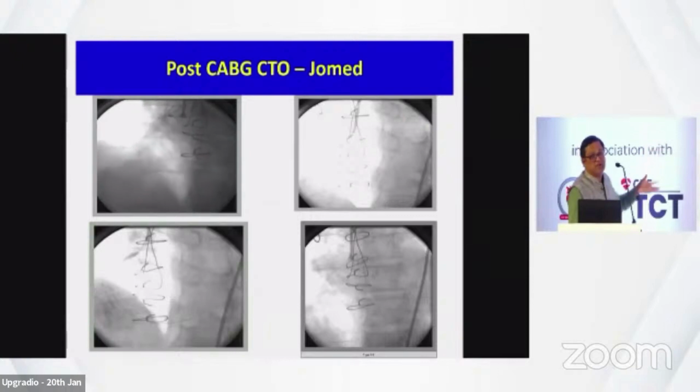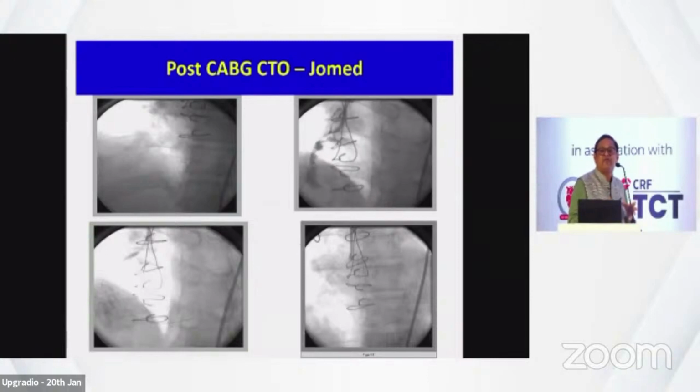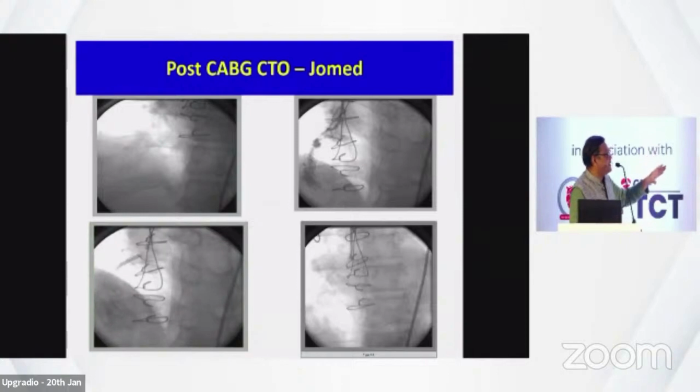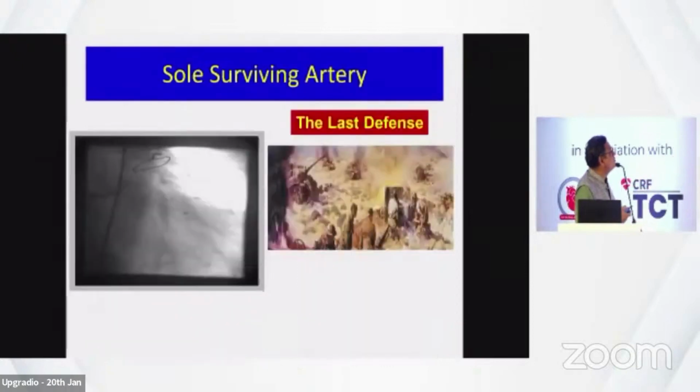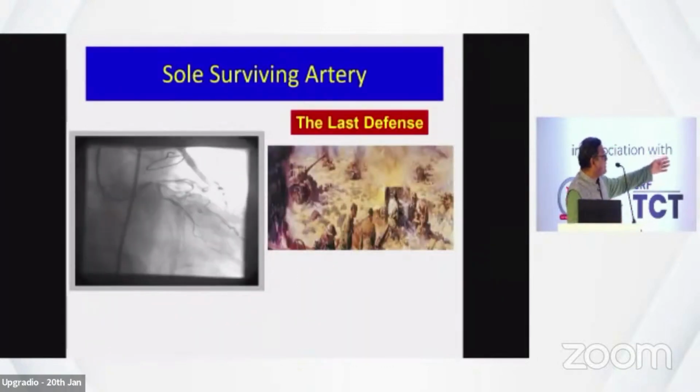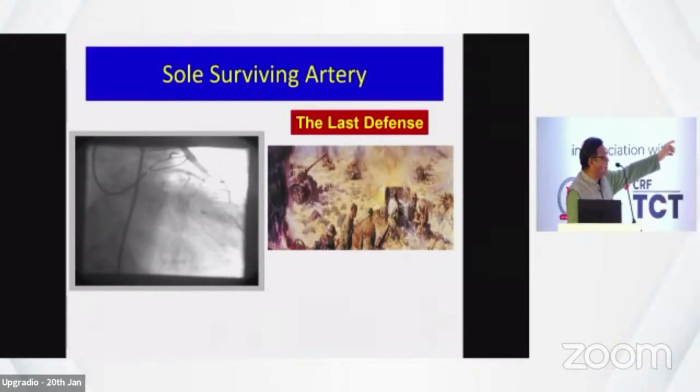Another important thing, post-CABG cases. People might think that post-CABG patients, even if they have perforation, will not have tamponade. But the problem is that they are more complicated and there is more risk. Here perforation happened and a Jomed stent, which is a covered stent, was put. Then another, sole surviving artery, no right, and tight left main disease. If embolism happens in the left main, the patient just crashes. The patient will not make it. So these are some of the things you should keep in mind while selecting cases.